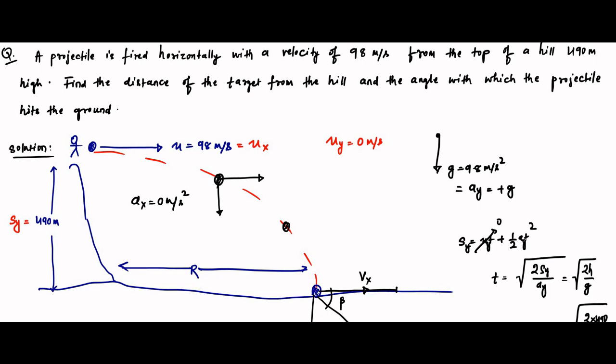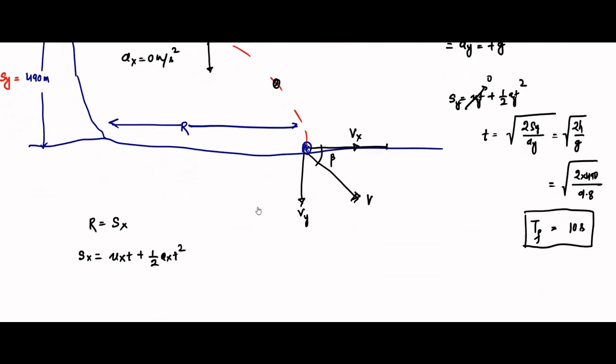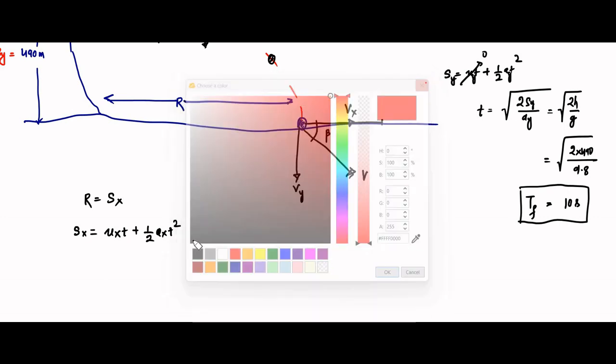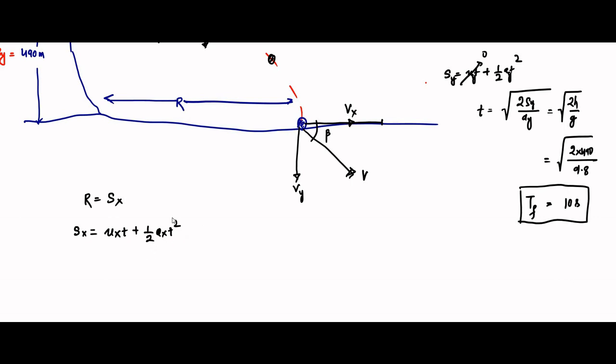Okay, so here ax is 0, so this becomes 0, so we only have Sx is equal to uxt. We want to calculate the horizontal range, so this comes by replacing t with tf. So we have R is equal to ux tf.